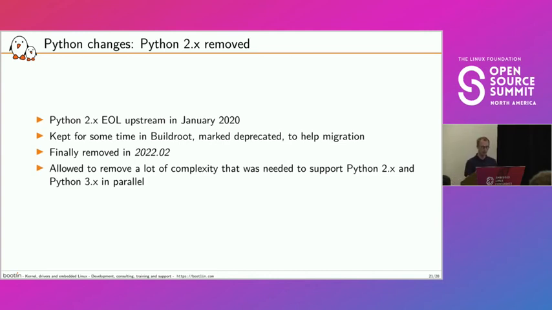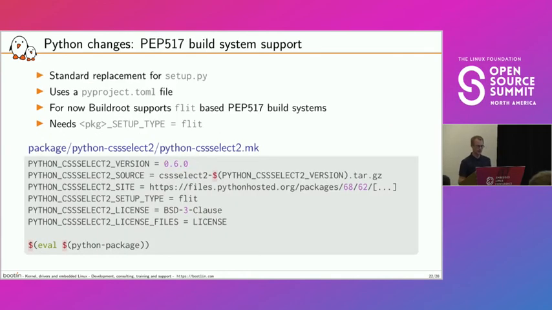And also that allowed us to remove a lot of complexity that we had internally. It was not necessarily super visible to users, but internally it was a bit messy to handle Python 2 and Python 3. Sometimes you have Python 3 on your target, but you need Python 2 on your host to build all the things. Sometimes it's the opposite. There's a lot of cases to handle. So now it's basically all Python 3 everywhere, which really simplifies things a lot in terms of complexity.